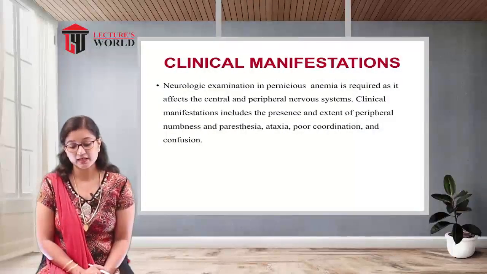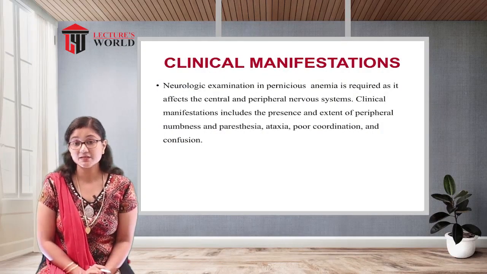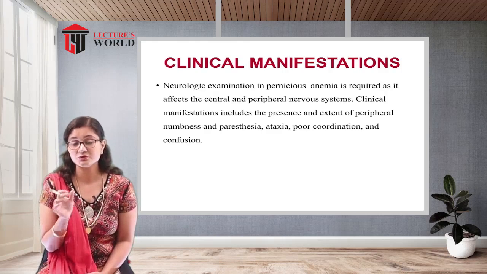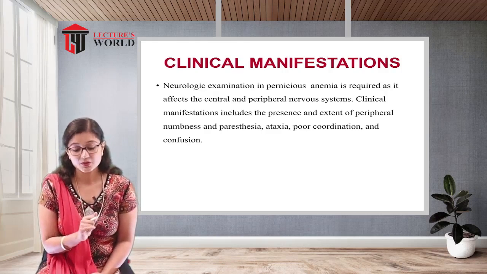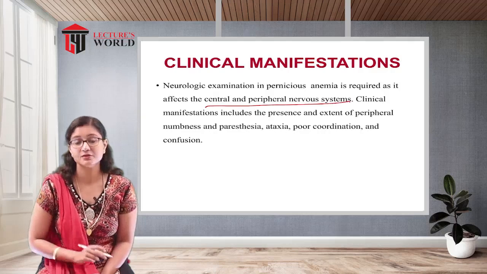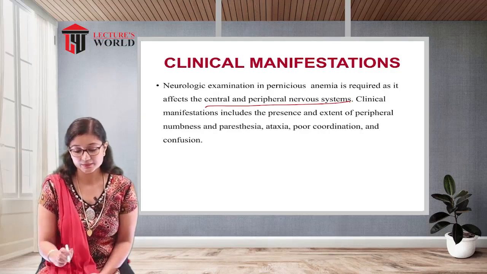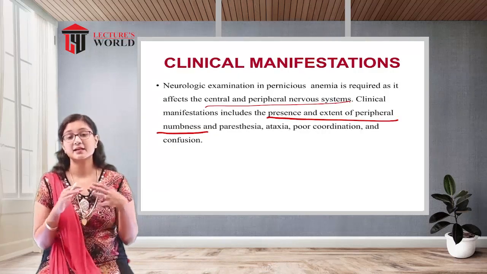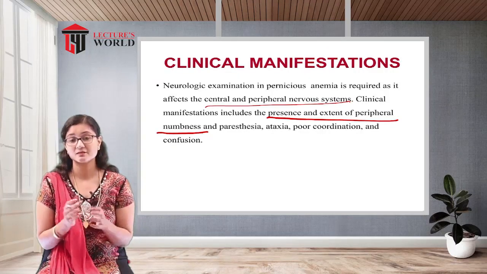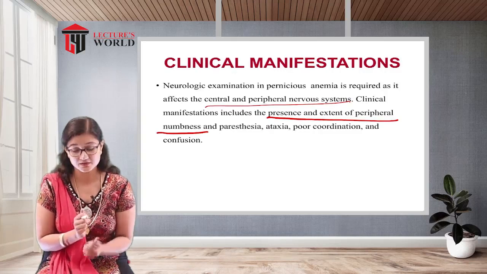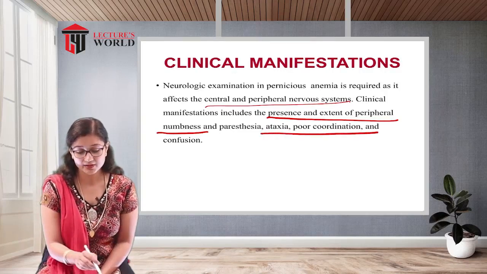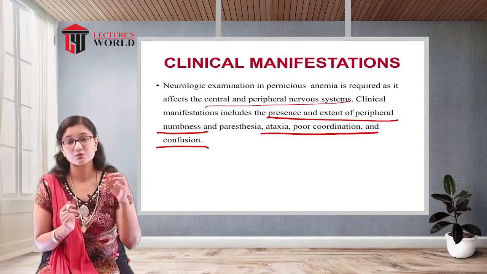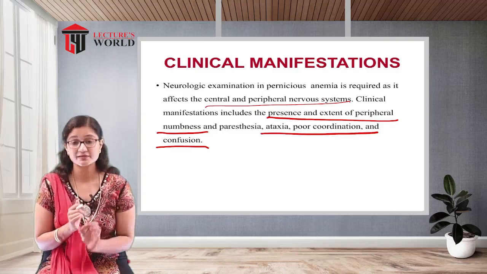Next is neurological examination in pernicious anemia. Okay, we will be studying about this. Typically for this pernicious anemia, we need to go for neurological assessment because it affects the central and the peripheral nervous system. So what can be there is presence and extent of peripheral numbness. Okay, the person can have numbness, paresthesia, that is you can't feel much of this, sensation is reduced. Then ataxia, poor coordination and confusion can be present in the patient. Okay, these are the problems which are related to pernicious anemia.